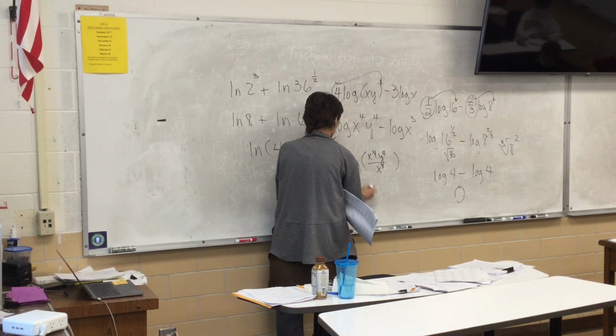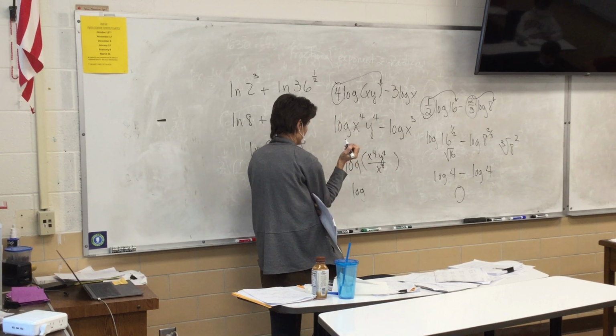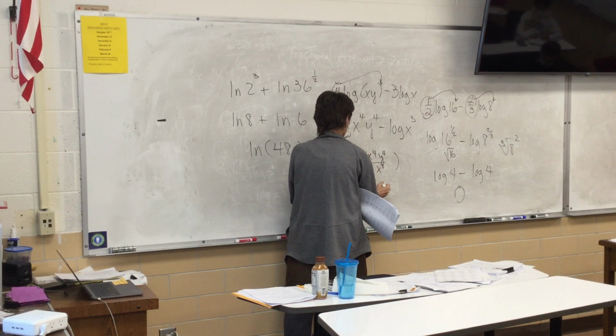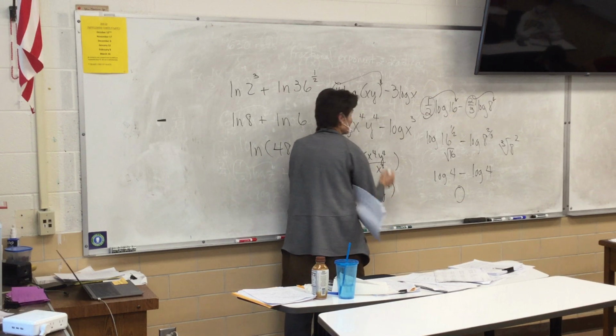Can I simplify that at all? Get rid of the x cubed. Yep. So it's going to be just x, y to the 4th.